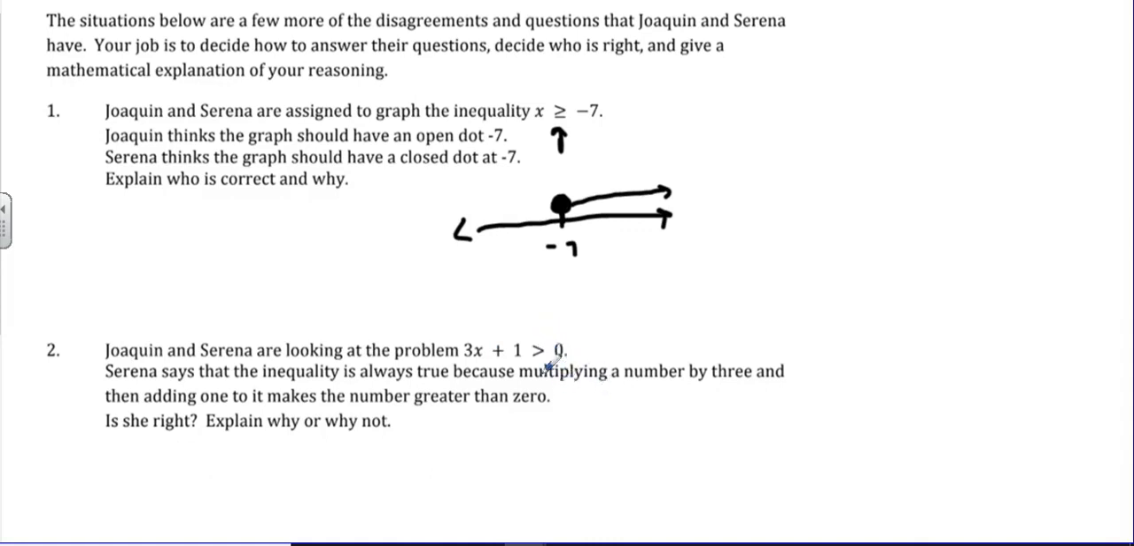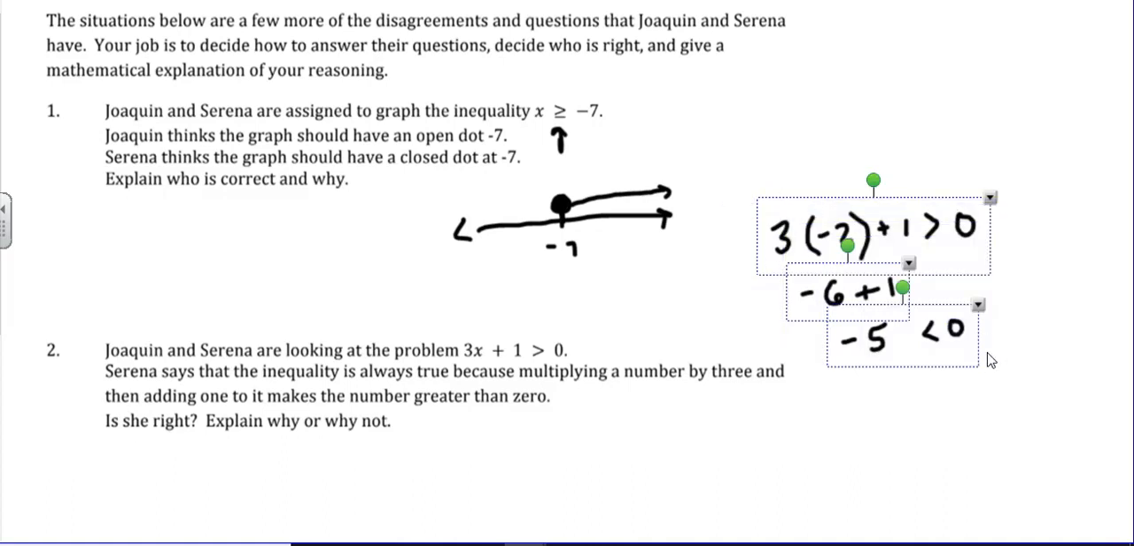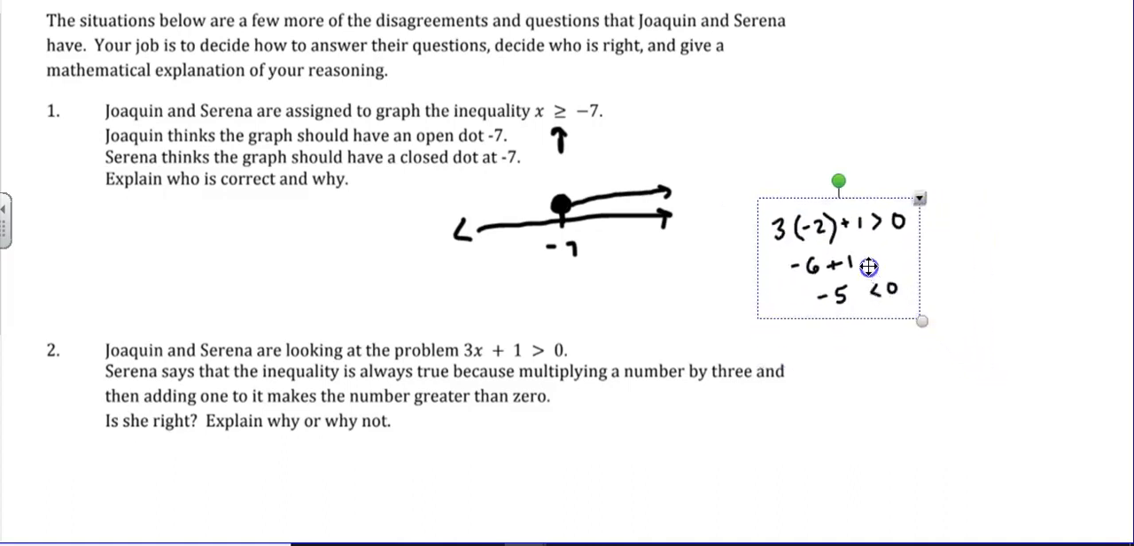For example, if we substituted in a negative value, if we have 3 times -2, for example, plus 1, we have 3 times -2 gives us -6. -6 plus 1 gives us -5. And -5 is less than 0, not greater than 0. So this is not always true. If we wanted to find out a little bit more about which values it actually did work with, because she does have a point, it's just she said always true, and this is not an always true situation.